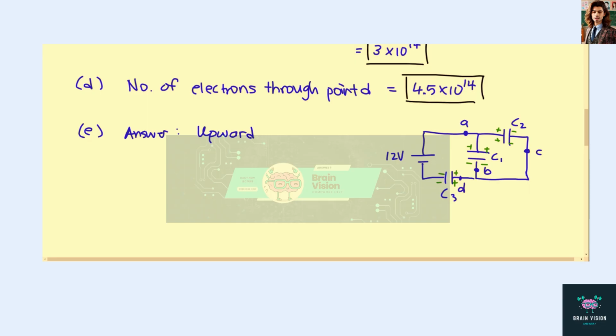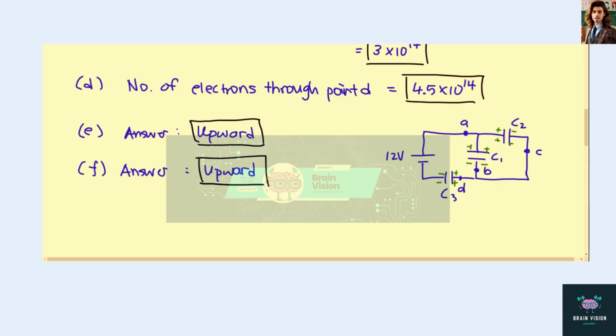You can see that the bottom plate of C1 is negatively charged, so electrons must go there. For C2 it is the same, the answer is also upward, because the right plate of C2 is negatively charged. This is obvious after you draw the polarity of the plates. That's all for this question.